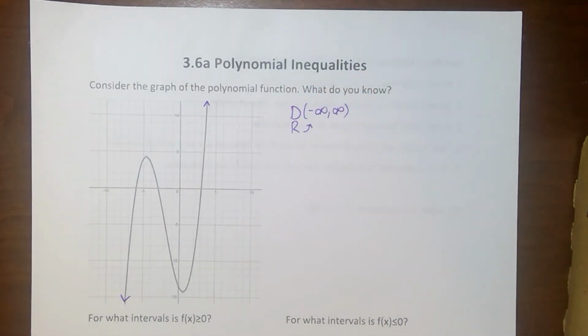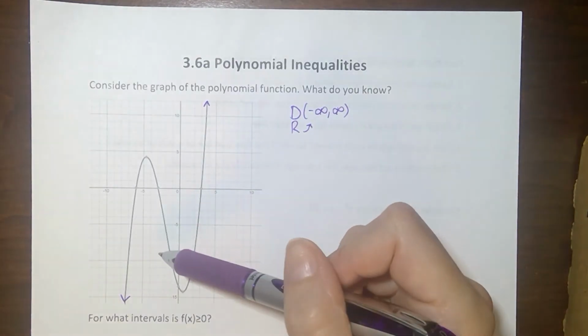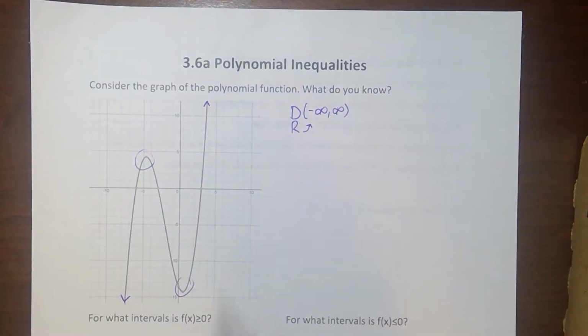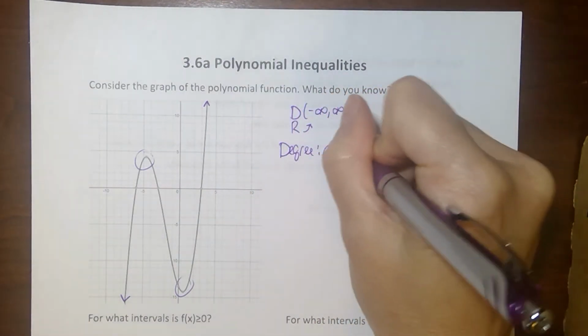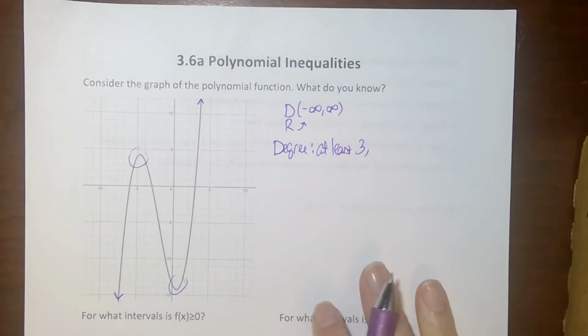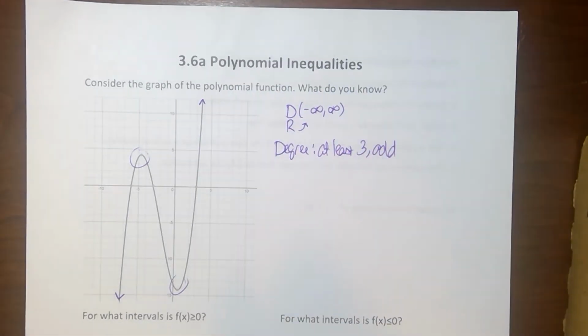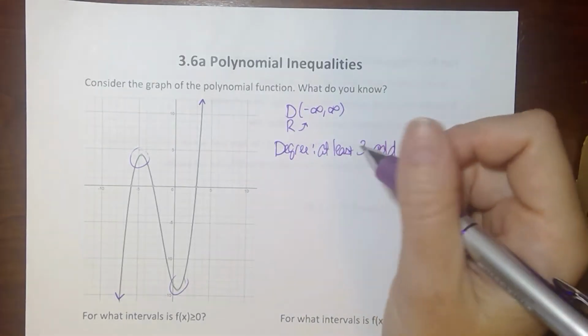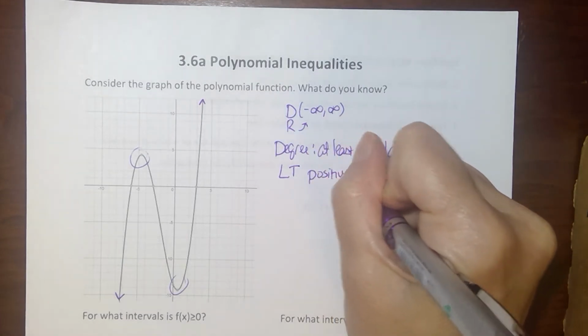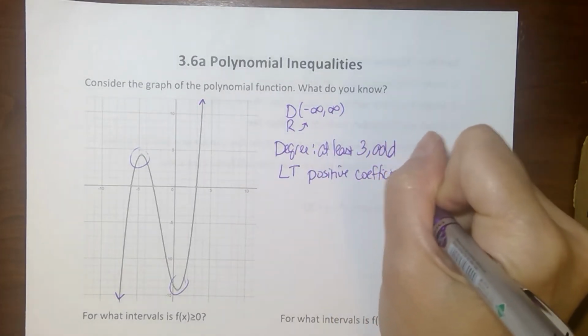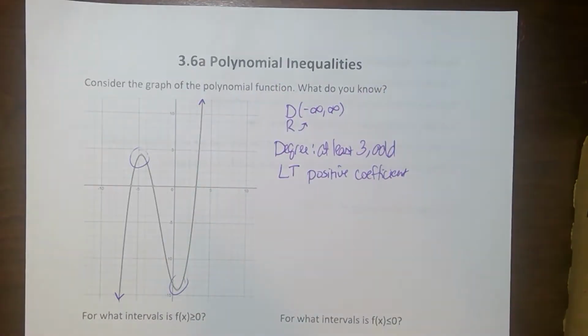I can tell some things about the degree. Because it has two turns, I know that the degree has to be at least 3. And I know it has to be an odd degree because one end is down and one end is up. So it would have to be degree 3, degree 5, degree 7. I know that my leading term is going to have a positive coefficient, because overall it's an increasing function. I start low, I finish high.